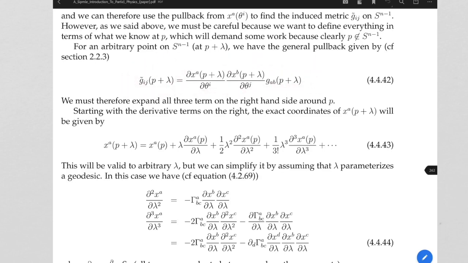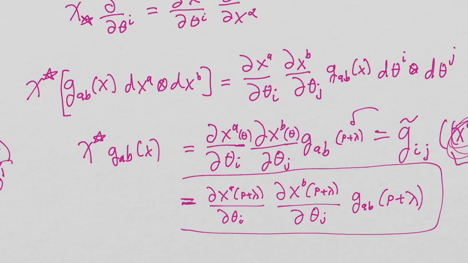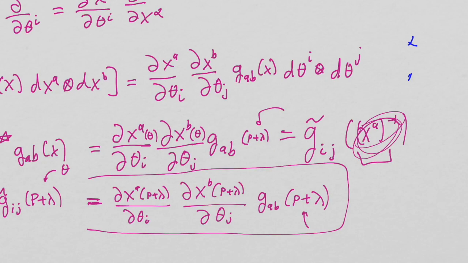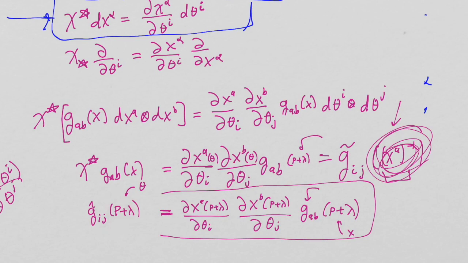Oh, I guess my far left-hand side, I didn't include that, right? So let's make it totally explicit that this represents g hat ij at p plus lambda. Now this will be explicitly put in terms of theta here. Here you have to put p plus lambda in terms of x, because this is a function of x, right? That was that whole little inversion argument. You can make it a function of theta, but only for those points that are actually invertible. Of course, these p plus lambdas in the partial derivatives are the same as this one here, and they're given in terms of theta.